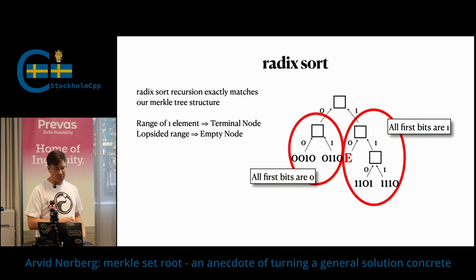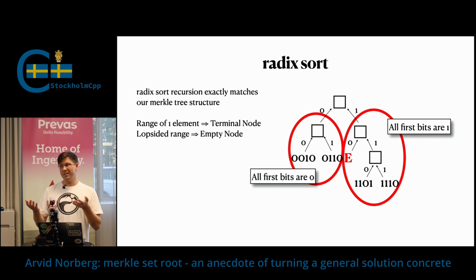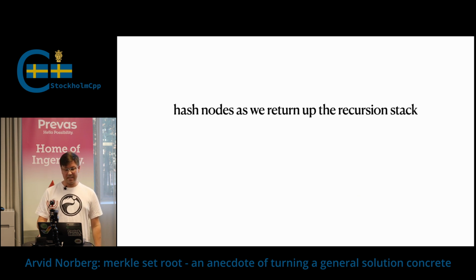But right, so similar to the Merkle tree, we have everything that starts with 0 on this side, everything that starts with 1 on the right. So now we have, this is sort of like solving half of the problem. So we can start to think, like imagine a Radix sort that as it returns back up the recursion, it returns hashes.